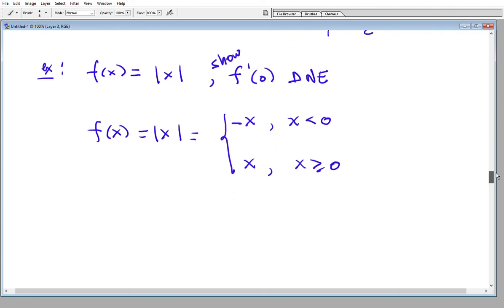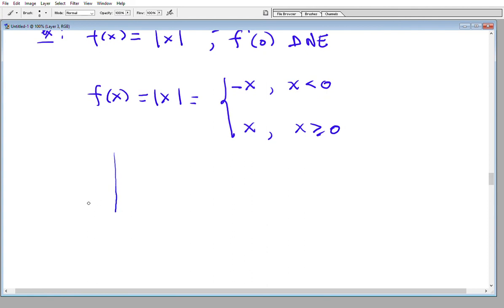If we graph absolute value of x, it's the line y equals x when x is greater than 0, and y equals minus x. So this is the line y equals x here, and this is the line y equals minus x.